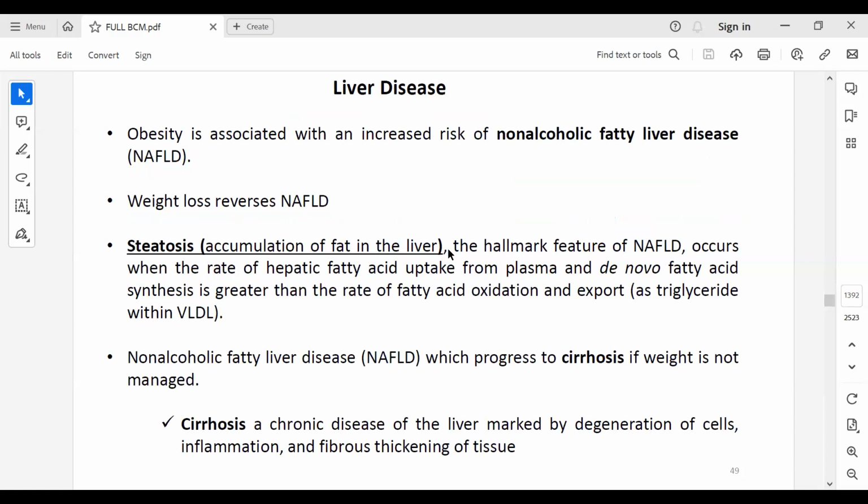And if you do exercise, that can be reversed. Steatosis is accumulation of fat in the liver. It can also lead to cirrhosis.